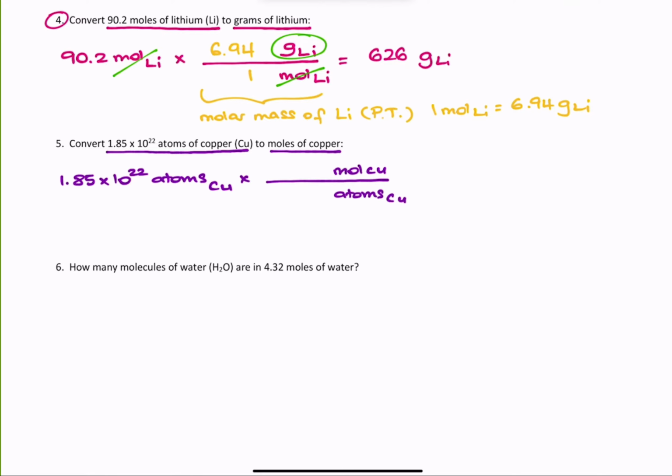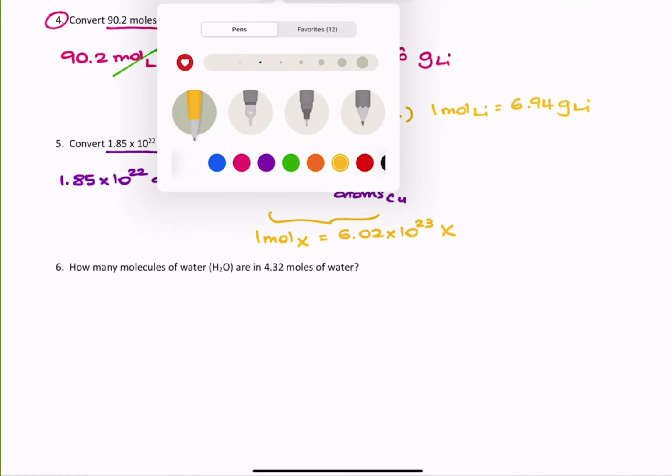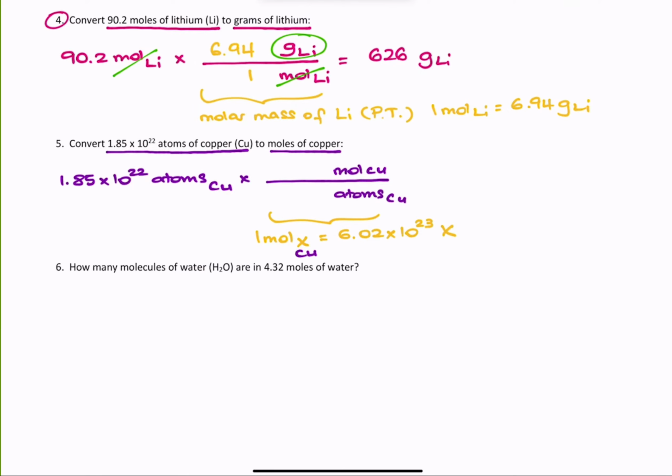Where do I find this information? Okay, well, this information here, this is the definition of the mole as a counting number. 1 mole of X is equal, per definition, to 6.02 times 10 to the 23rd X. In this case, our X is Cu, atoms of copper. So 1 mole of copper contains 6.02 times 10 to the 23rd atom of copper.